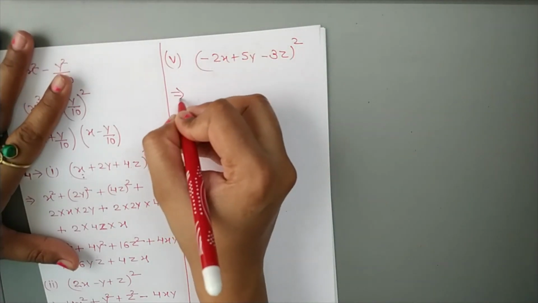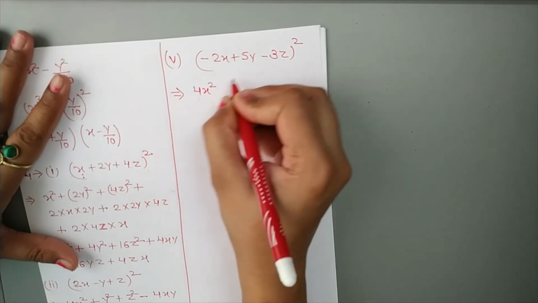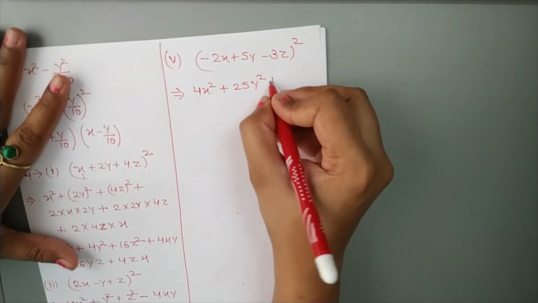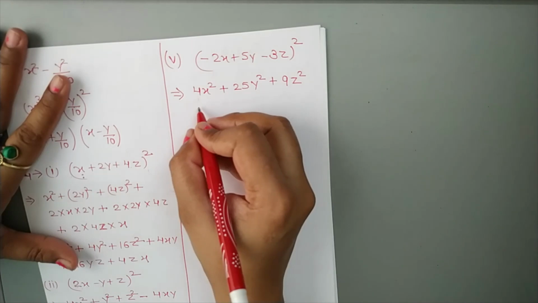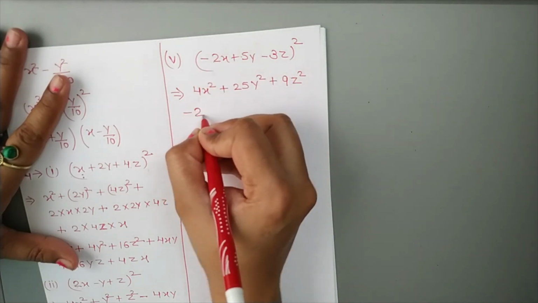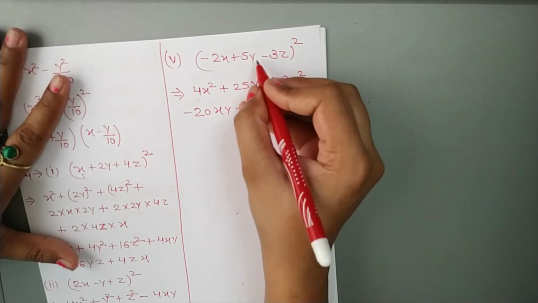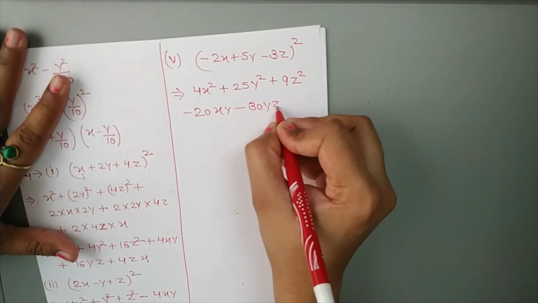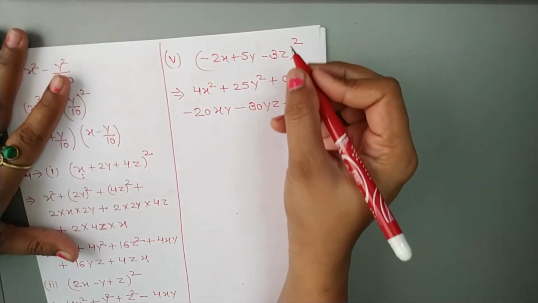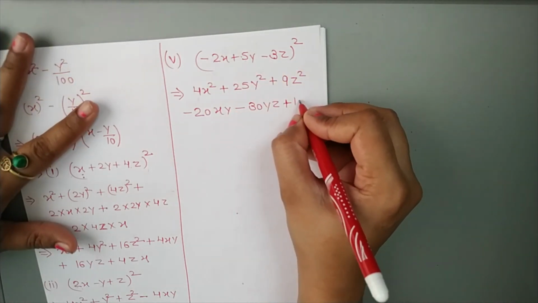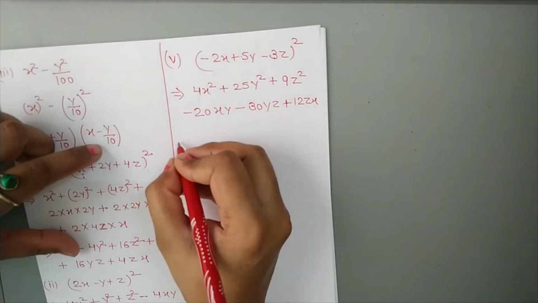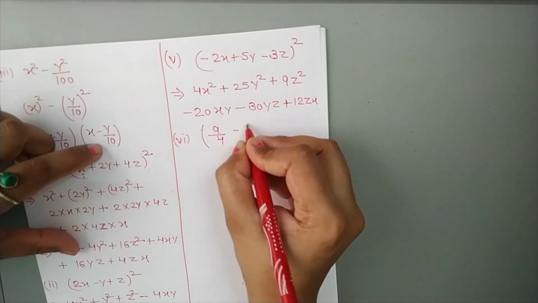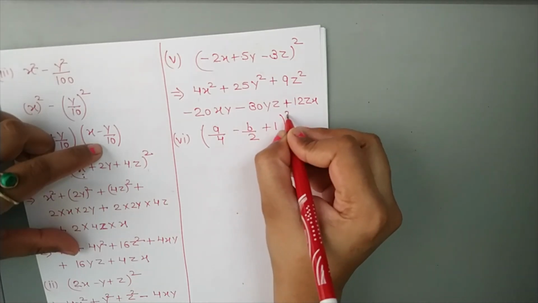Now the fifth part is (minus 2x plus 5y minus 3z) whole square. So it will be 4x square, then 5 5s are 25, so 25y square, then 9z square, then 5 2s are 10, 10 2s are 20 with minus sign, that will be minus 20xy, minus 5 3s are 15, 2s are 30 with minus sign, so minus 30yz, then plus 3 2s are 6, 6 2s are 12 with plus sign, so plus 12zx.